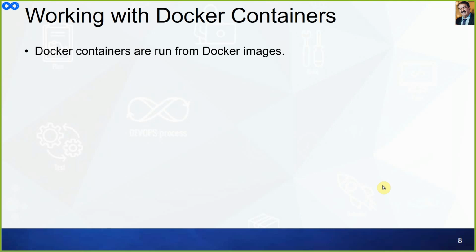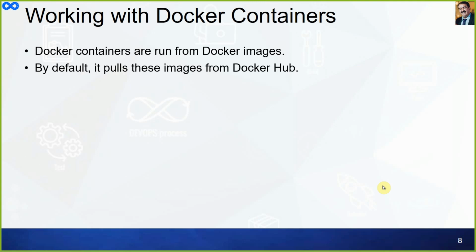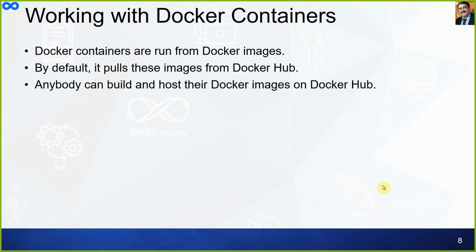Working with Docker containers. Docker containers are run from Docker images. These images are hosted on your local machine, I mean, if you have built them yourself, or on Docker Hub, or any other registry. By default, it will pull the images from Docker Hub, like I used docker pull hello-world. Anybody can build and host their images on Docker Hub. And you will learn in this training to build and push the images to Docker Hub.